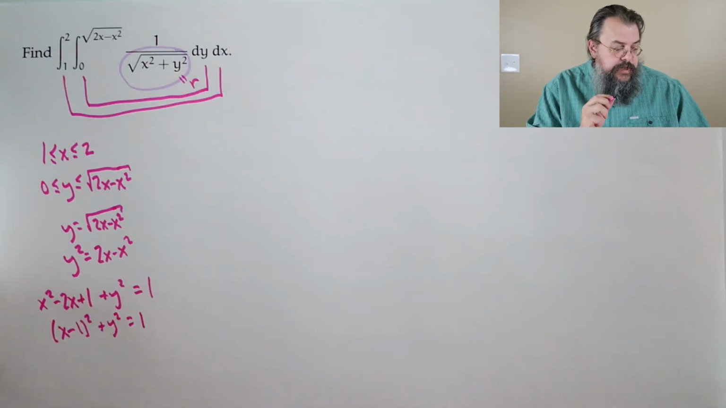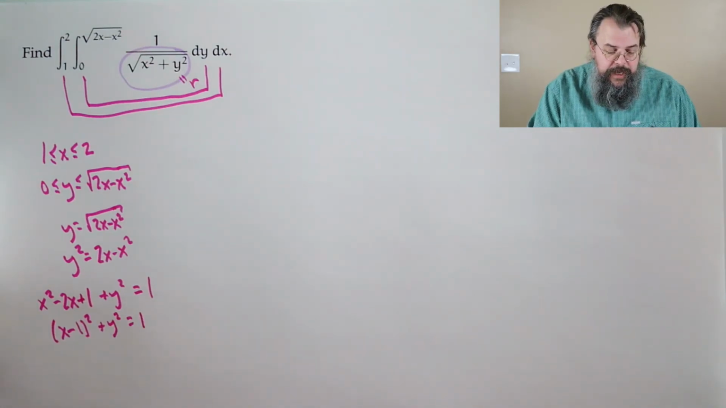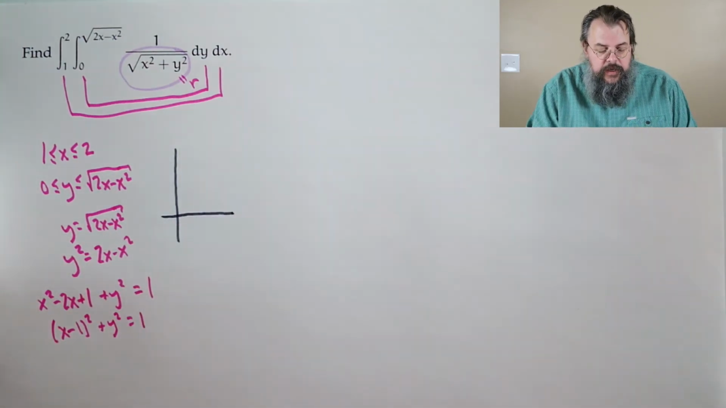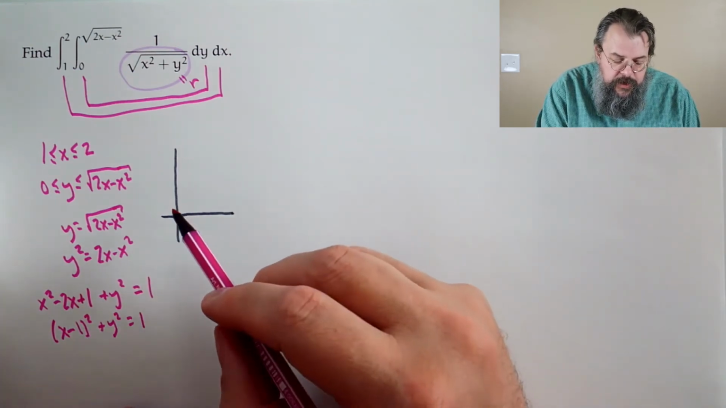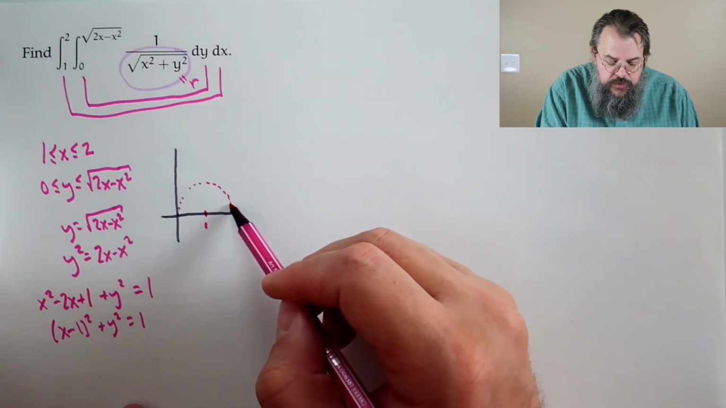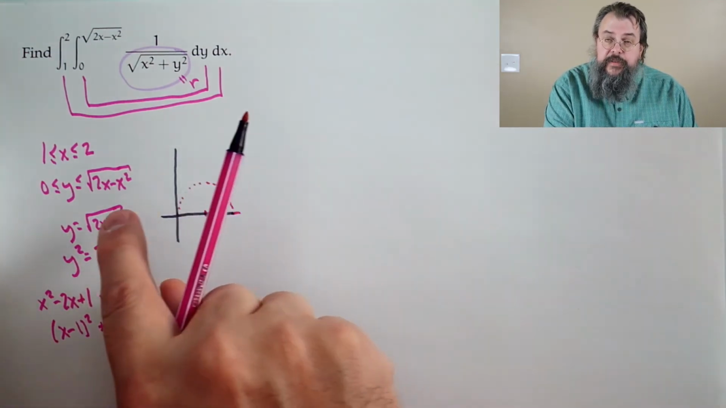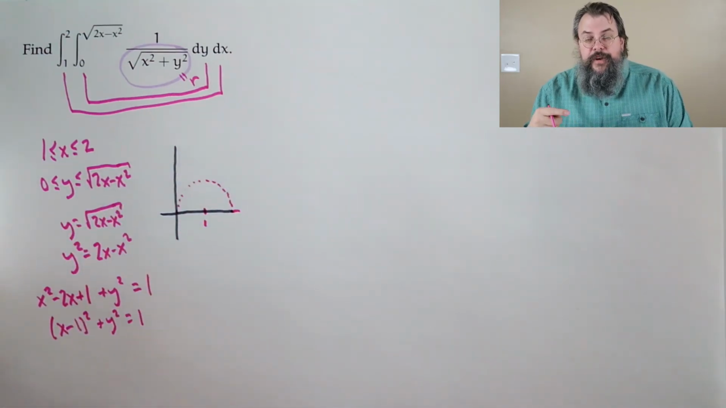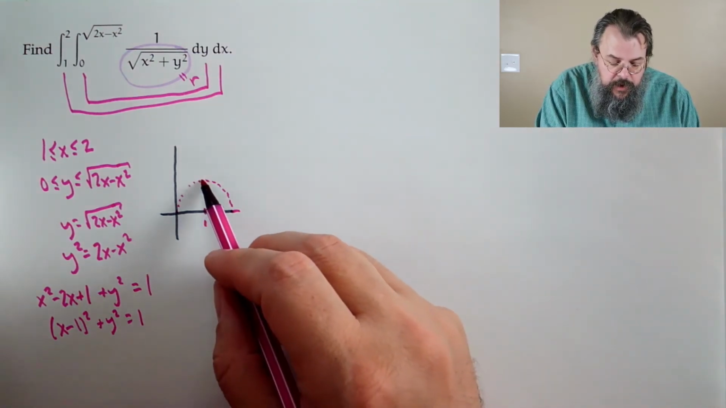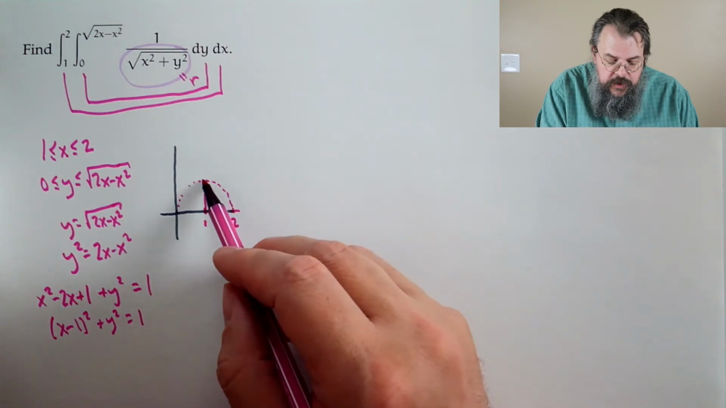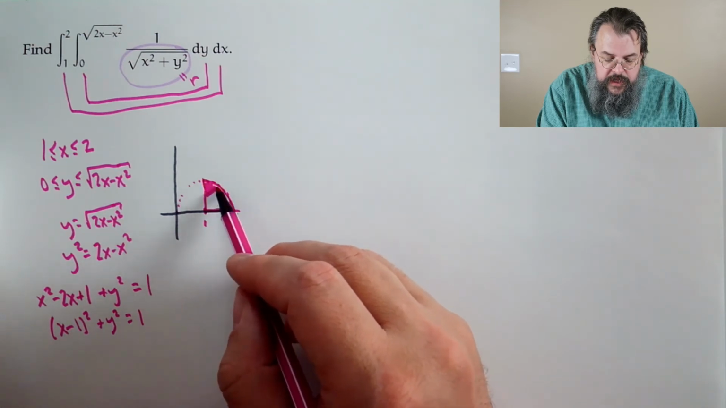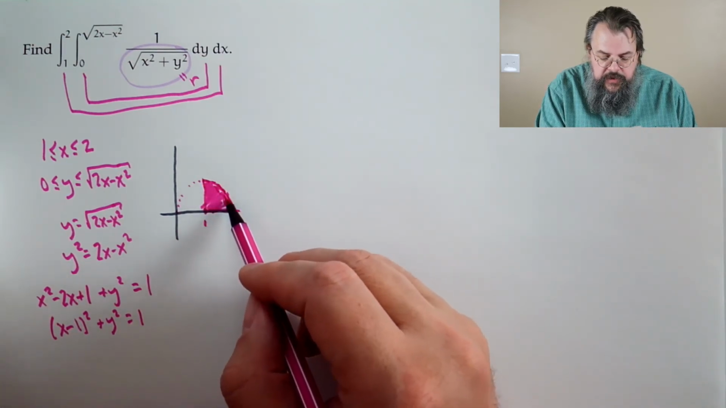So let's sketch our region and see what we have. We get x minus 1 squared plus y squared equals 1. So it's the circle starting at 1 here. I'm going to just put a dot. Now, the reason I'm only drawing the top half is because it's y equals the positive square root of 2x minus x squared. So that's the positive part. Now, where are we going? X goes from 1 to 2, and y goes from 0 to the circle. So our region is this part of the circle.